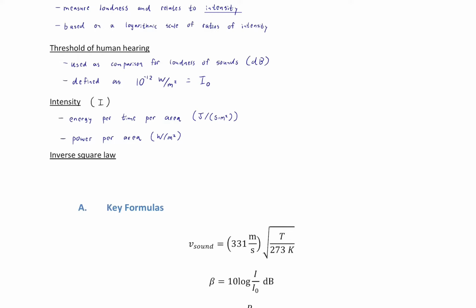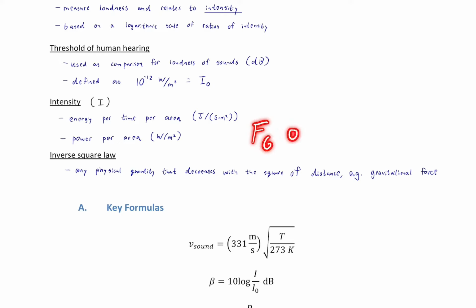Okay, power per area. Now, one thing about phenomena like sound waves that spread out into space from a source, often considered just a very simple point source, well, that type of energy spread obeys the inverse square law. And this is a term that comes up a lot in physics because it is so prevalent. Now, the inverse square law is any physical quantity that decreases with the square of distance. The one we've seen is the gravitational force. Remember the universal gravitational law. There is a proportionality between that gravitational force and distance that was an inverse square.